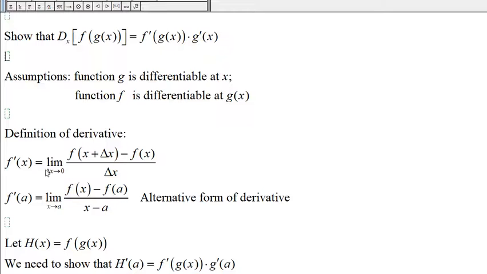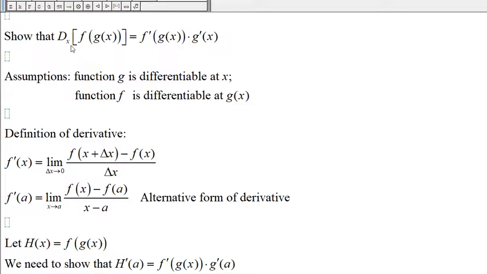Recall that the definition of the derivative of f at x is the limit of f of x plus delta x minus f of x, divided by delta x, as delta x approaches 0. We also have the other form, which is called the alternative form of the derivative. The derivative at some number a is the limit of f of x minus f of a, divided by x minus a, as x approaches a.